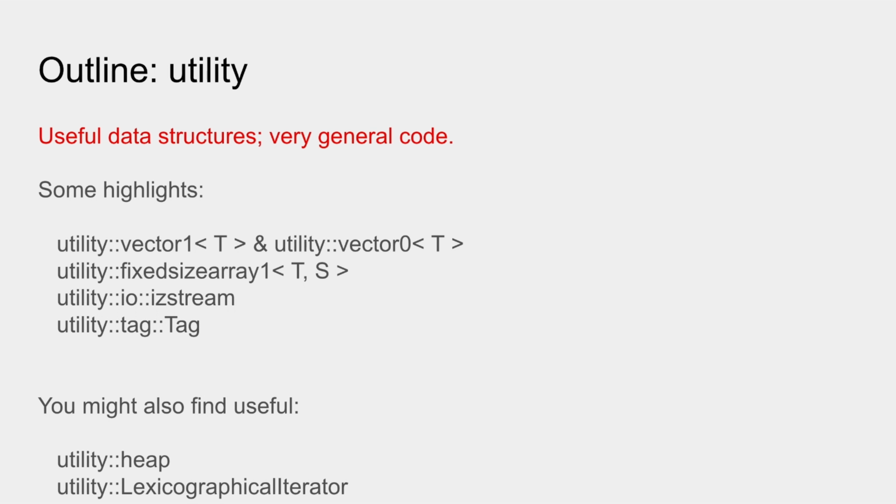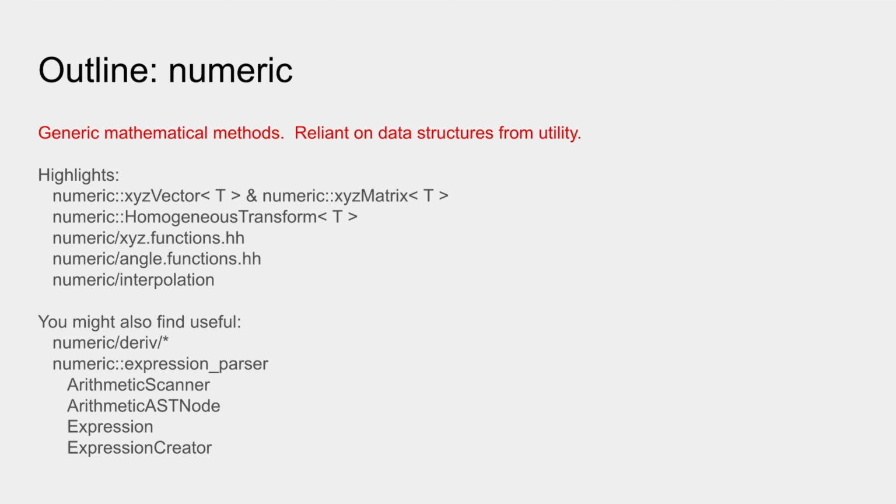We have the utility library, the one that's compiled first: very useful data structures, very general code. So you have utility vector 1, which you'll be using a lot. Utility vector 0 is in there as well. Arrays, IO stream, tags for Rosetta scripts, and also things like memory management, like heap, and some other things.